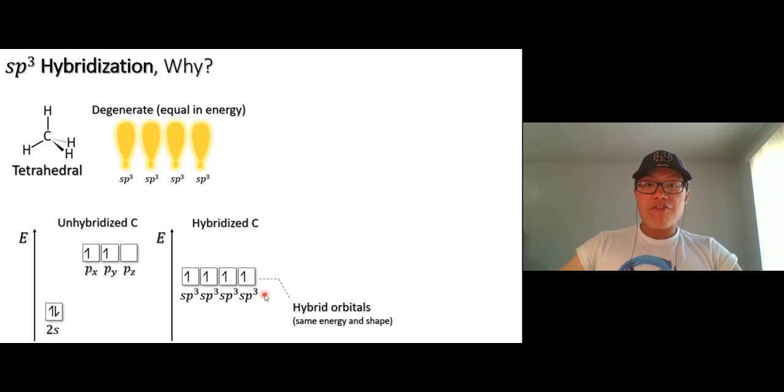Hybridized carbon has 4 new half-filled orbitals. See that? Before hybridization, only 2 half-filled. But after hybridization, 4 half-filled orbitals. And that's exactly what this carbon wants. It wants to form 4 bonds, 4 half-filled orbitals. So each hydrogen can overlap with one of these orbitals. Ta-da! This is how we use hybridization theory to explain how carbon forms bonds.